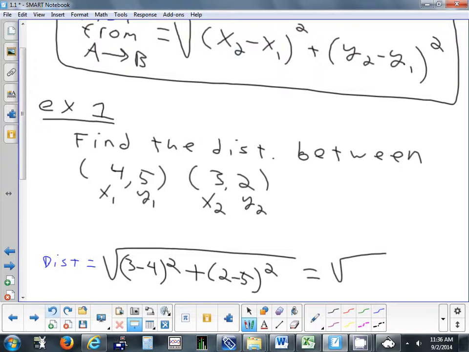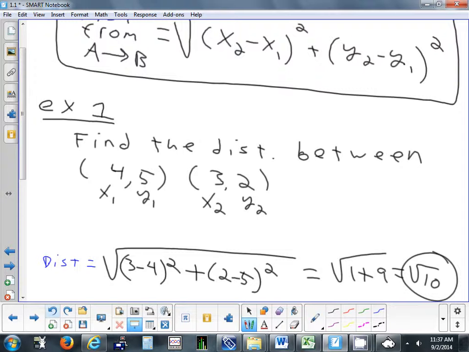Squaring, so negative 1 squared means negative 1 times negative 1. Just 1, yep. Okay, and Shelby, 2 minus 5 gives me negative 3, and negative 3 squared is 9. And that's our answer, square root of 10.